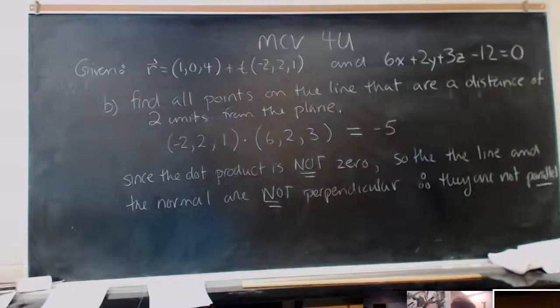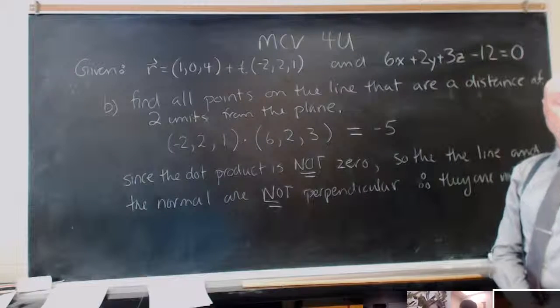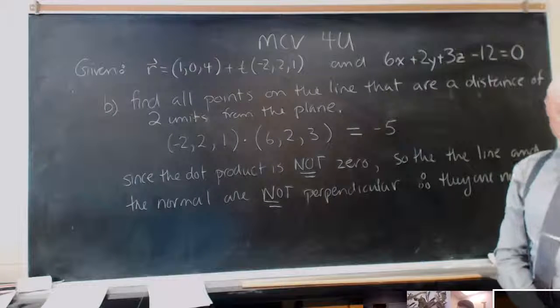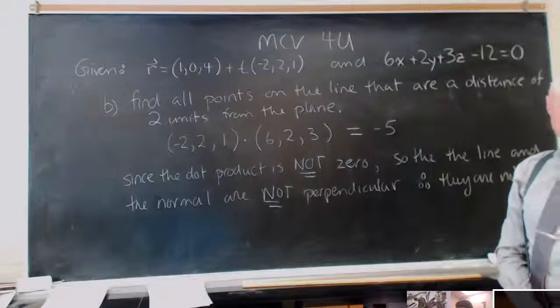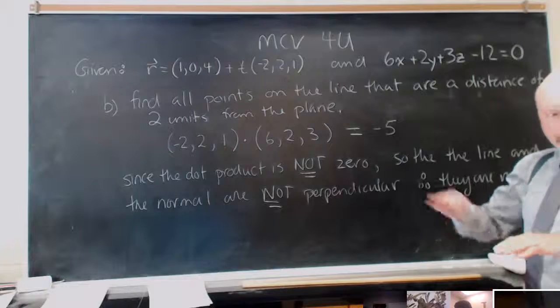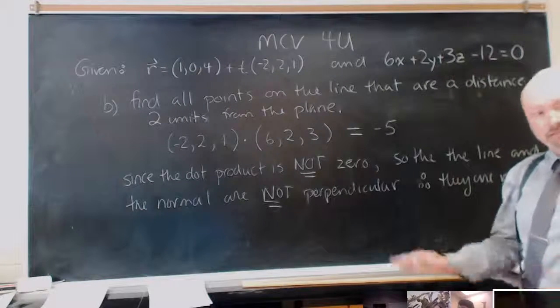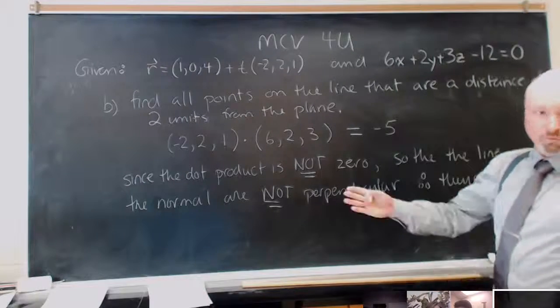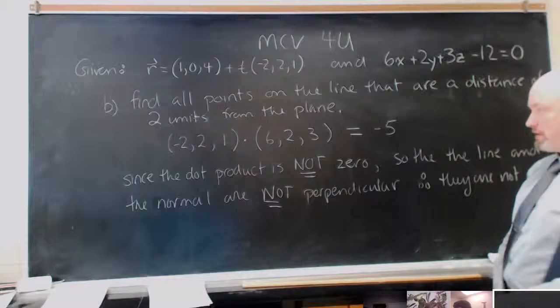So we're going to look at a second problem, and we're going to do this with exactly the same line and the same plane. We're going to try and find all the points on the line that are exactly 2 units away from the plane. Okay? And if you can imagine, this line is probably intersecting the plane somewhere, so we're going to have 2 places where it's about 2 units away from the plane.